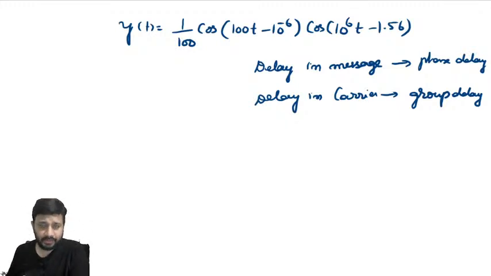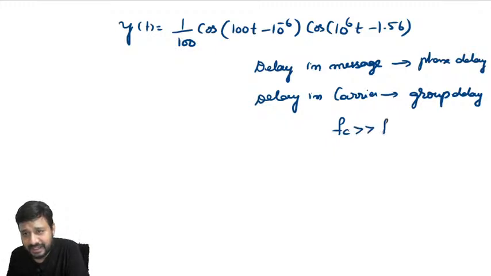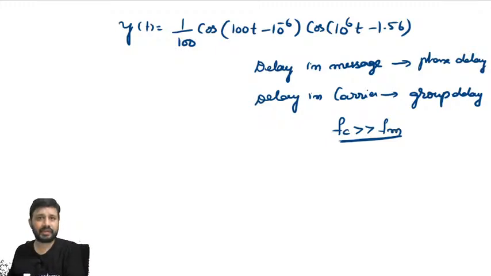Now how to identify? Those who are studying for the first time may have a doubt regarding this problem. How to identify which is carrier and which is message? Always remember, the carrier frequency, if fc is the carrier frequency, must be very much greater than the message signal frequency. Those from an electrical background can understand it like this: carrier frequency is always greater than the message signal frequency.